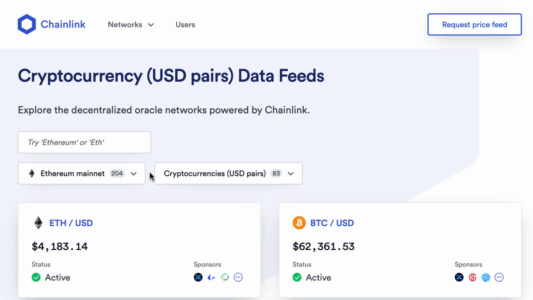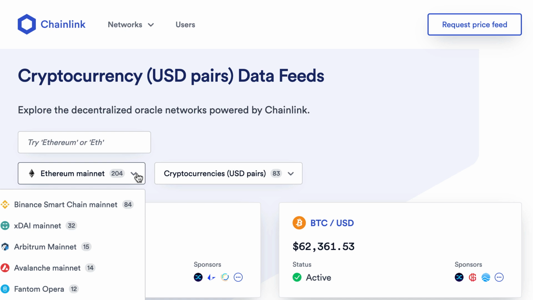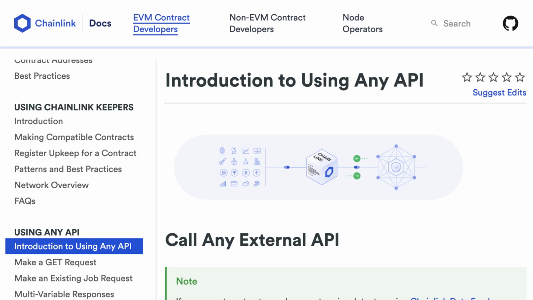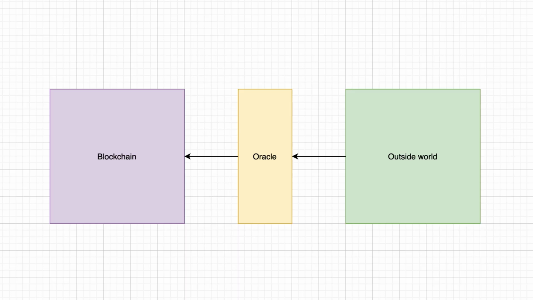The easiest way to use Chainlink is to read market prices from their data feeds. Most of the data feeds of Chainlink are available on Ethereum, but they start to expand to other blockchains. Chainlink also allows you to get randomness securely on the blockchain. And last thing, Chainlink also allows you to do any arbitrary call and get the value back in your smart contract. I hope I gave you a clear picture of what are oracles and how you can use them in your blockchain project.